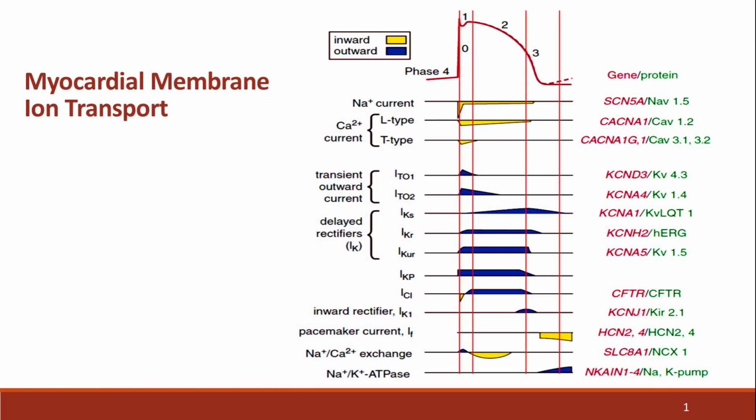This is another interesting slide showing which ions move inward or outward during various phases of the cardiac action potential, supplementing the information in the previous slide. The red-green text shown on the right denotes the gene and protein underlying those ion channels.